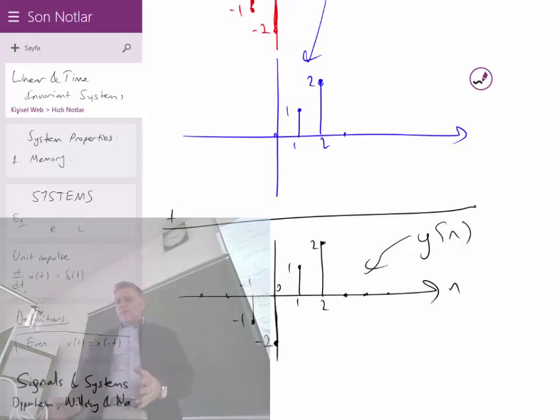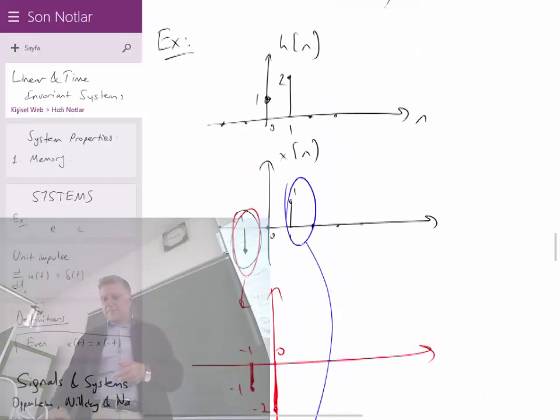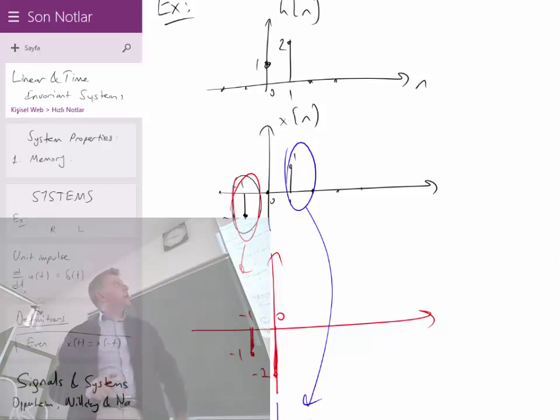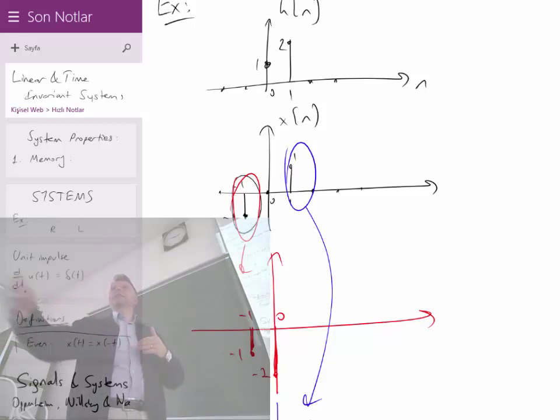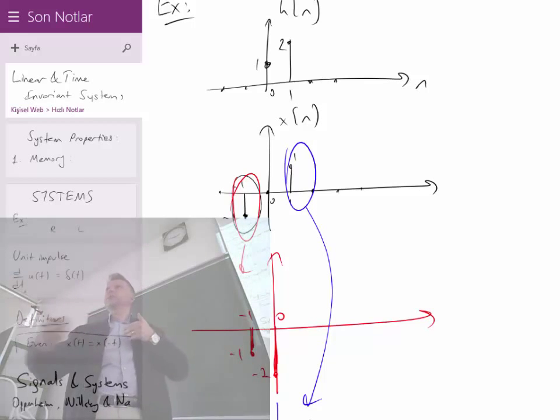If I give you more samples of h or more samples of x, then the number of summing terms will be more, of course. You will have to sum up as many as the input impulse number. Here the input has only 2 impulses. But if it has more than 2, then you just have to add as many responses, shifted and scaled responses. You have to sum them up. This is how you should be able to solve the graphical convolution problem.